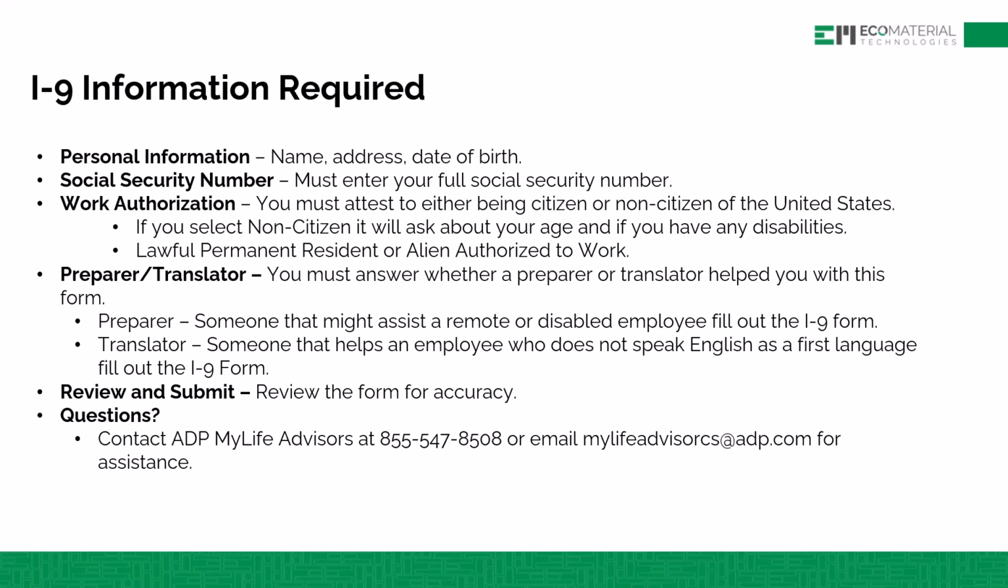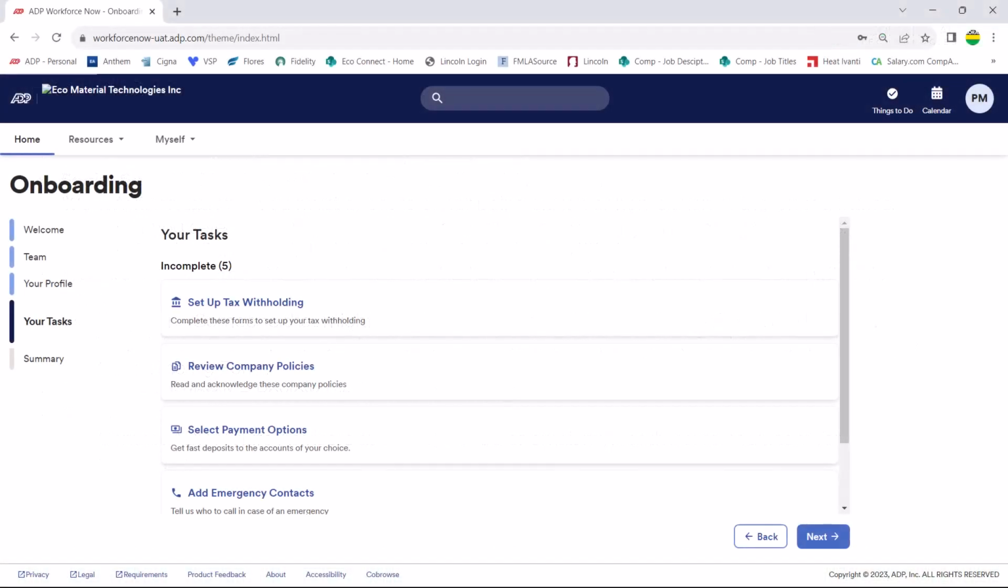Finally, you will have an opportunity to review and submit your answers. This is a high-level overview of the I-9 process. If you still have questions, please get in touch with ADP My Life Advisors at 855-547-8508 or email mylifeadvisorcs@adp.com.